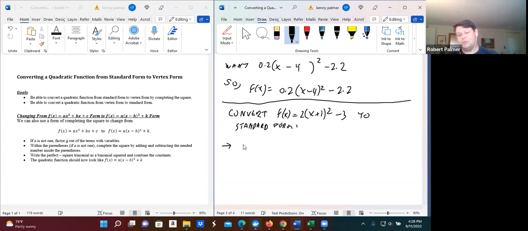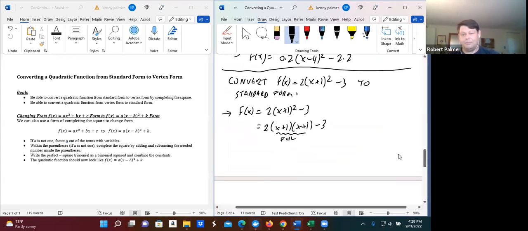So if I do that, let's write our function down once more. 2 times x plus 1 squared minus 3. First, remember, you can't distribute powers. So this is not x squared plus 1 squared. What this has to be is 2 times x plus 1 times x plus 1, then minus 3. Now, these I'm going to FOIL, or distribute, however you want to multiply them.